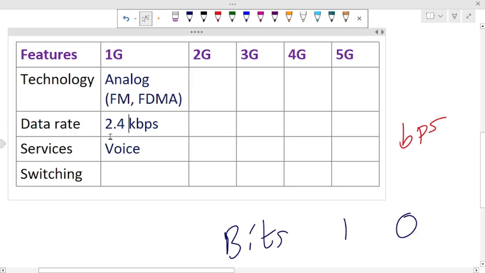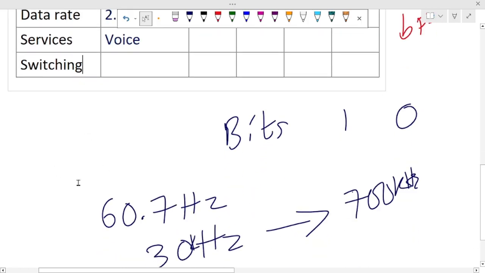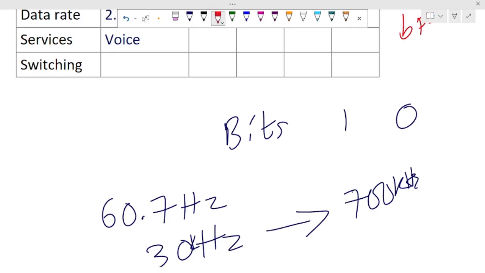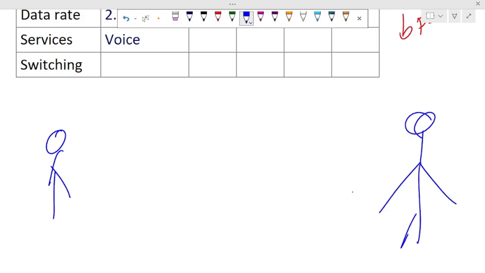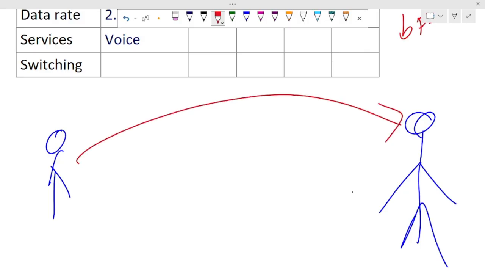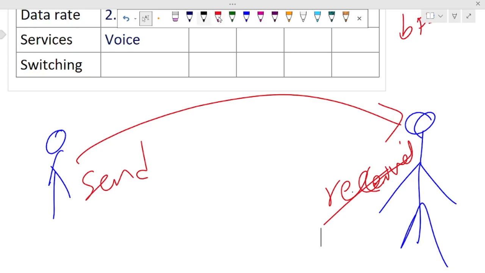Okay, so we've gotten these three. Now the last thing we'll talk about in this particular generation is switching. And I said switching simply means how information is sent from the sender to the receiver. So if we have a sender here, and then a receiver, how is information sent from this guy down to this guy?